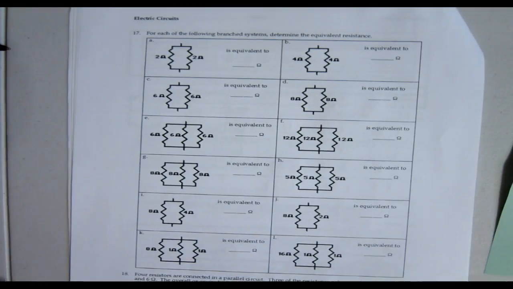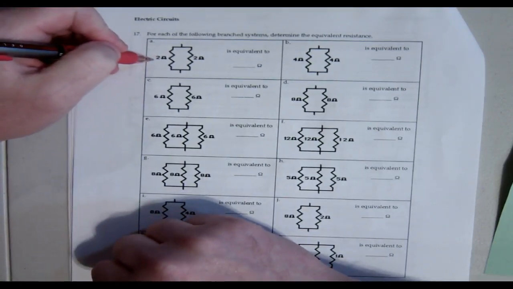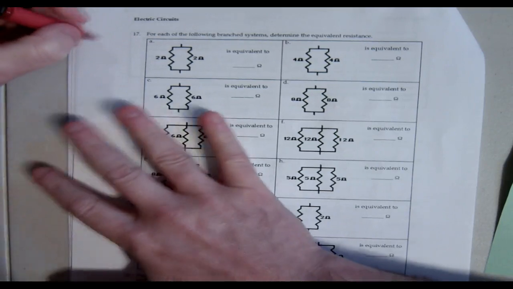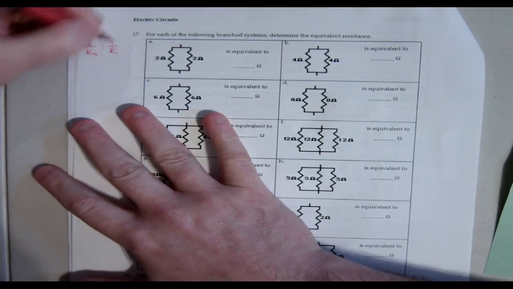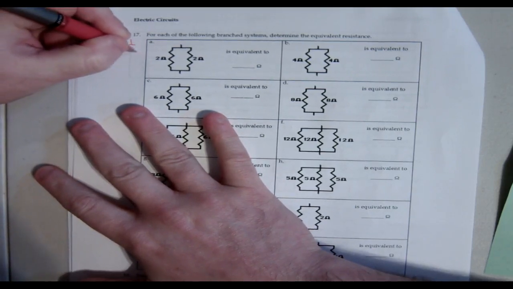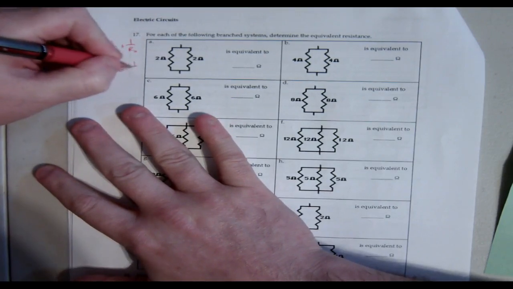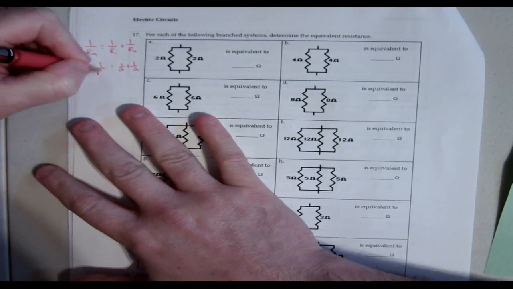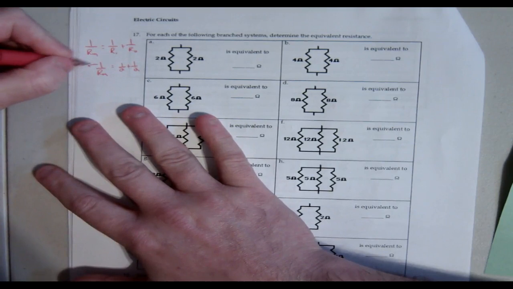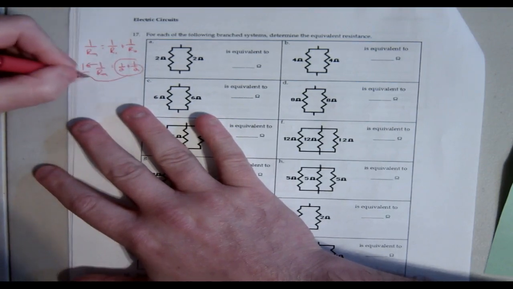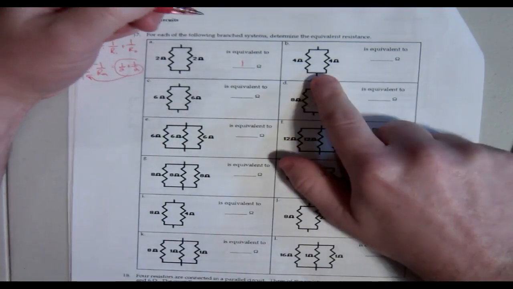Okay, so we're going to 17. We did one exactly the same as this one, but let's do it anyways. So let's write our formula. The equivalent resistance equals 1 over the resistor 1 plus 1 over the resistor 2, and so forth. So this is 1 over 2 plus 1 over 2 equals 1 over the equivalent, which means this plus this is 1, which means it's 1 over 1. 1. Easy.